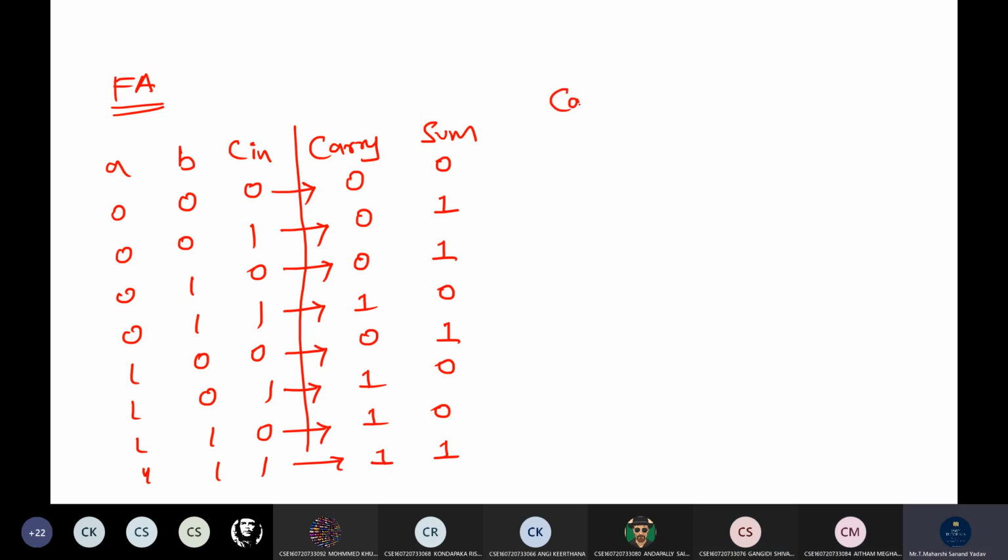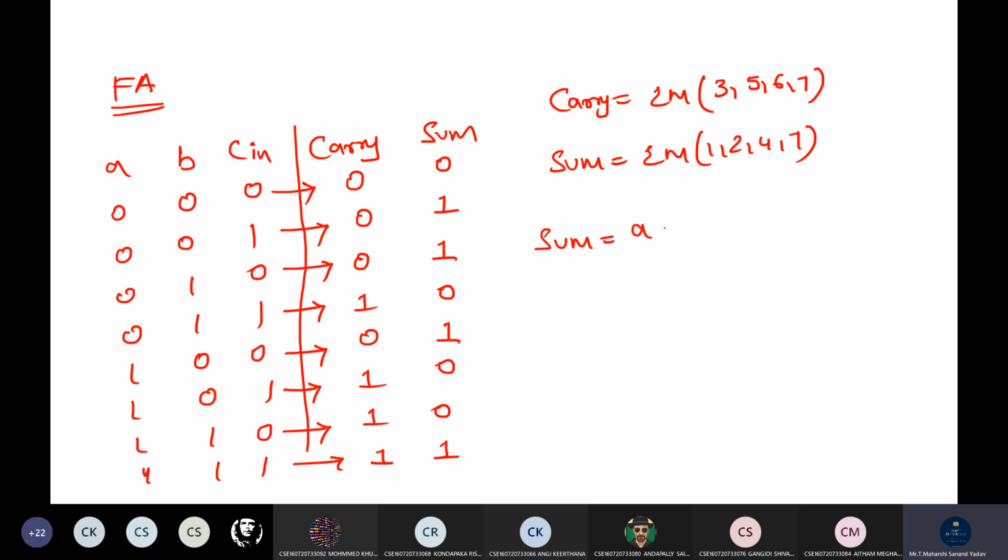Now the minterms. Carry is equal to sum of minterms 3, 5, 6, 7. Next sum: 1, 2, 4, 7. You do the K map and you'll get the answer for sum as A XOR B XOR C in. For carry: AB plus B C in plus C in A. So these are the Boolean expressions which you'll get after doing the K map.